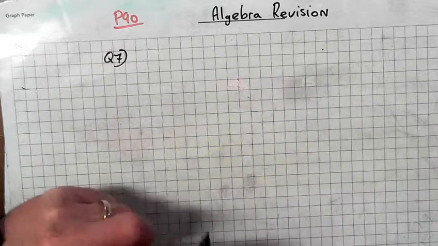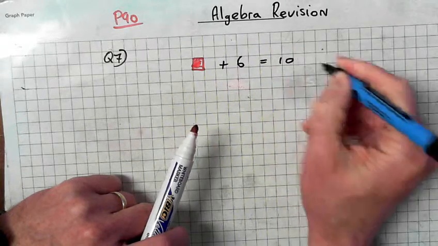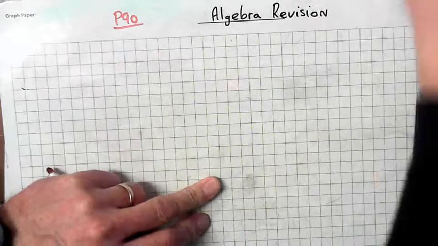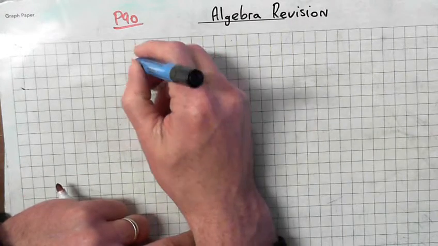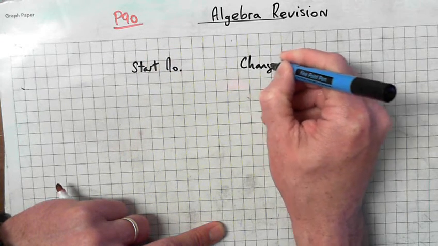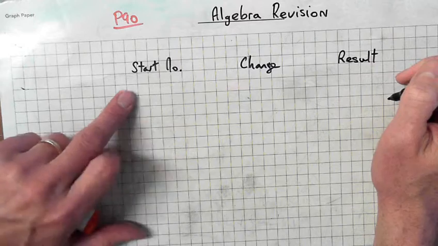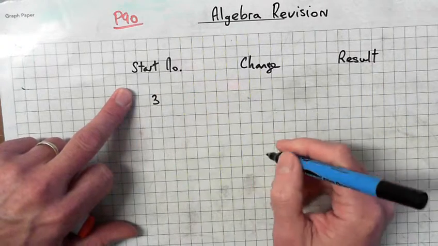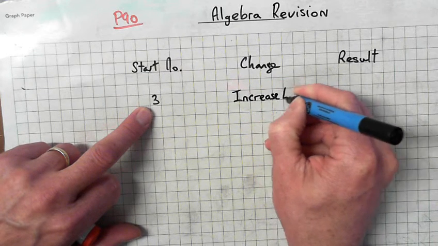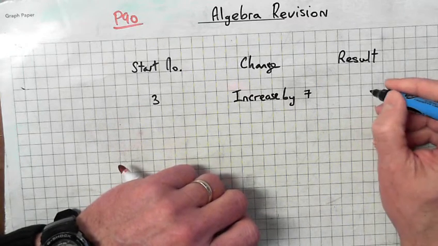Page 90. Alright, so a square. So you get a square like that. What's the value of the square? 4. Right. Now there, easy enough. We had a start number, change. This is a table at the bottom of page 90. And result. So let's say the start number is 3. And we're going to change this number, so we're going to increase by 7. 3, increase that number by 7, what's the result?